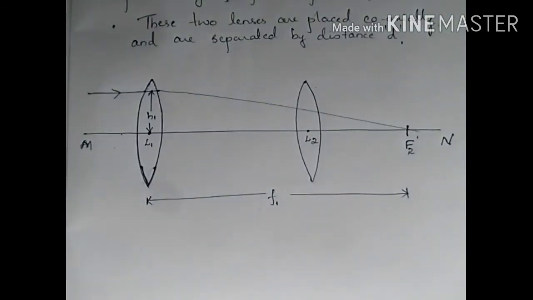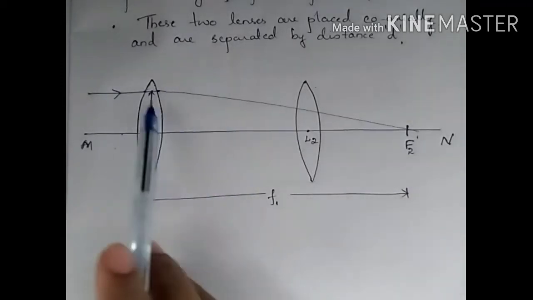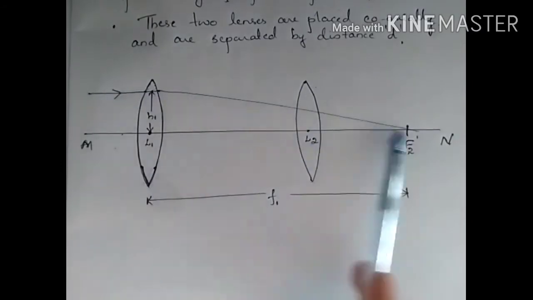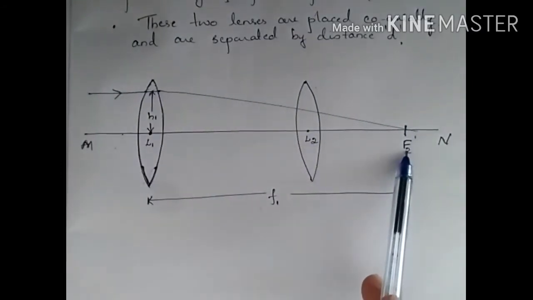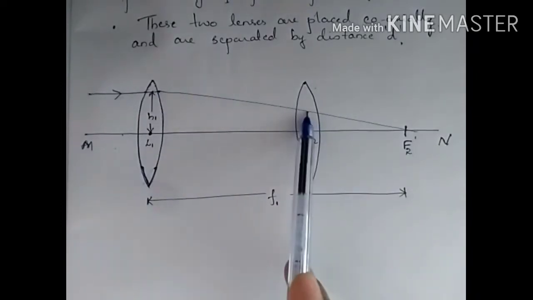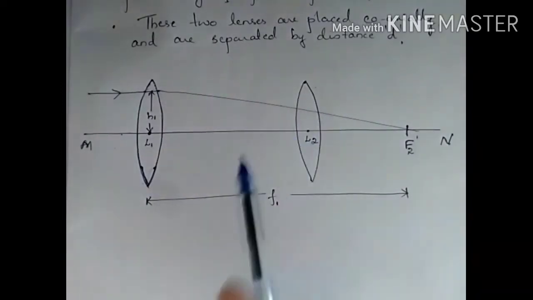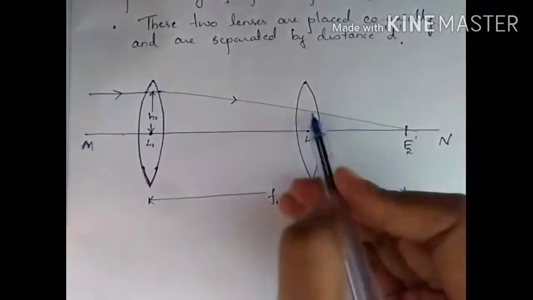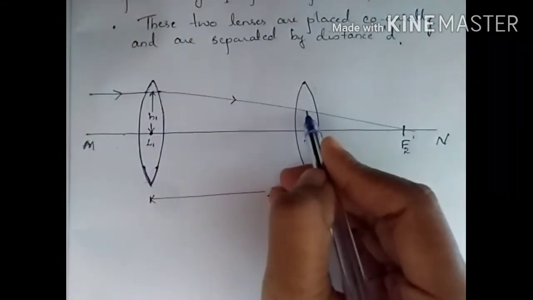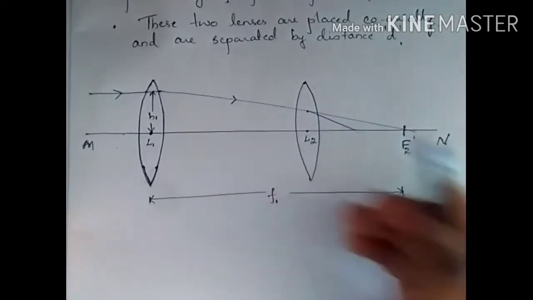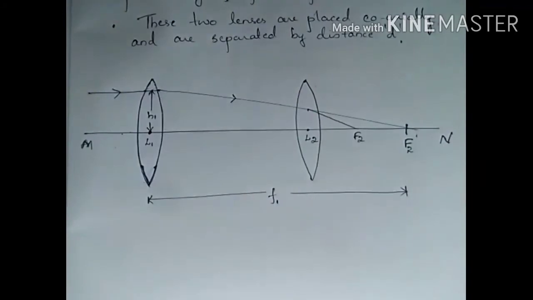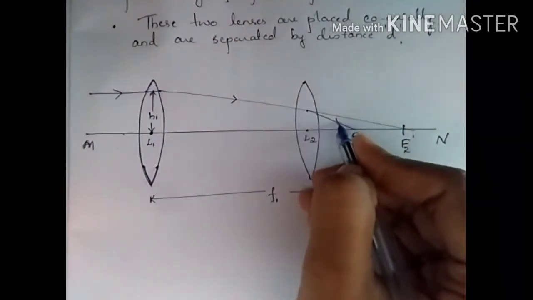So what is happening here? Here there is a ray that is parallel to the principal axis, and this ray gets refracted and falls at the F2 point. Now this ray will be the incident ray for the second lens L2. So this ray gets refracted and falls at a point F2.